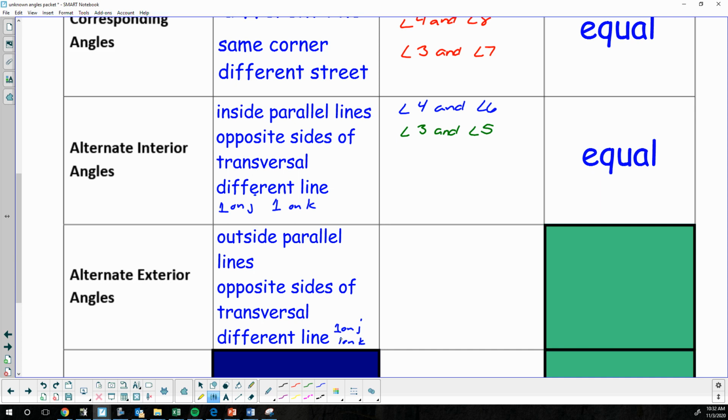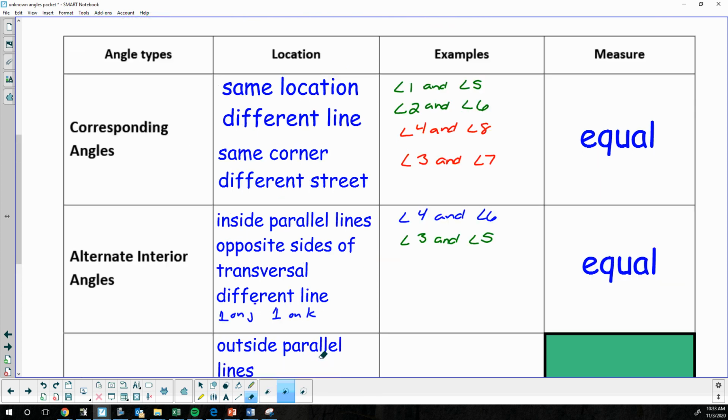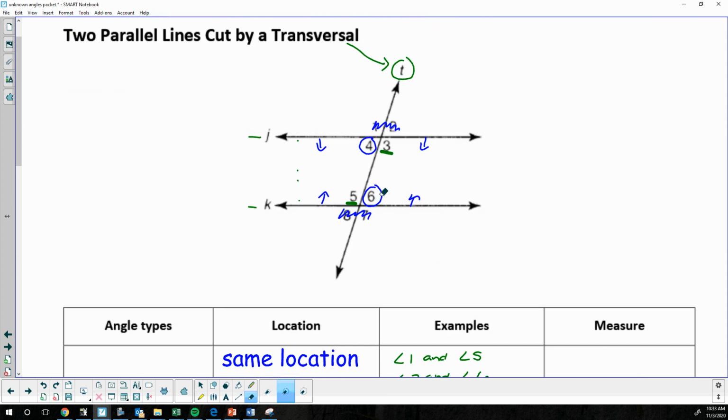Okay, if they are on the same line, there's something different. They're probably supplementary or vertical or something like that. These are, we have one from the top line and one from the bottom line. So let's talk about what that looks like. We'll erase our alternate interior demonstration.